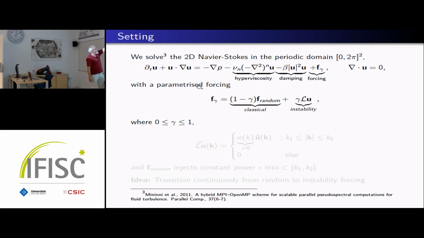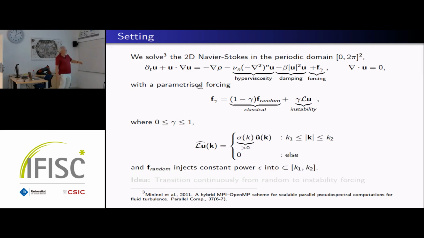And the forcing term we write in the following way. It's going to depend on a parameter gamma, and it's going to be driven partly by just a random force. That's the classical situation, and an instability contribution whose importance is measured by this parameter gamma. So the way we model the instability is through this linear operator L. Notice it depends on the state of the system U, and it's best to think about that in Fourier space.